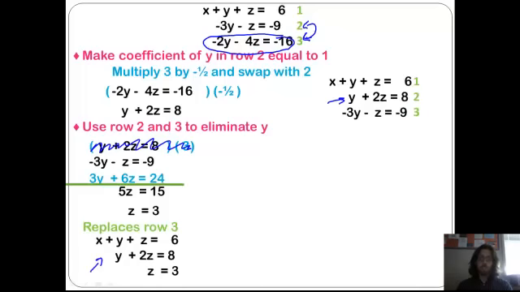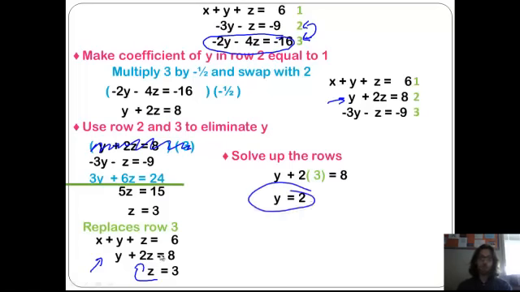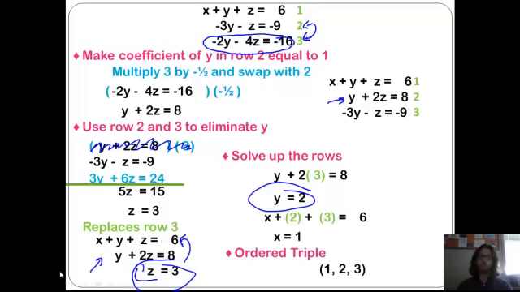Now I have my row echelon form, and now I can simply substitute back in and solve for the rows. So I substitute this z into the second row here, and that's going to allow me to solve for y. Then I substitute both values, y equals 2 and z equals 3, into the first equation here, and that allows me to find x equals 1. We always write our final answer down as an ordered triple. And that's it. That's the basic process. Please come in with any questions so we can discuss in class.